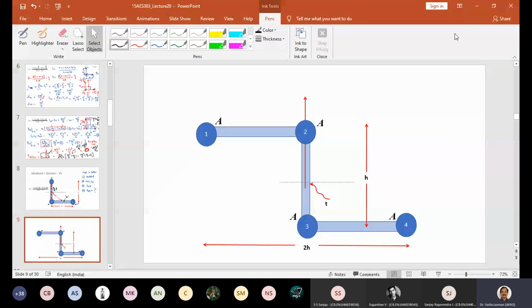Sir, for the previous question, we got shear flow is 0 on the horizontal member, right? Does that mean the shear stress is also 0? No, right? Yes. According to our calculations, yes. But if you take thin sections, we are going to discuss that.